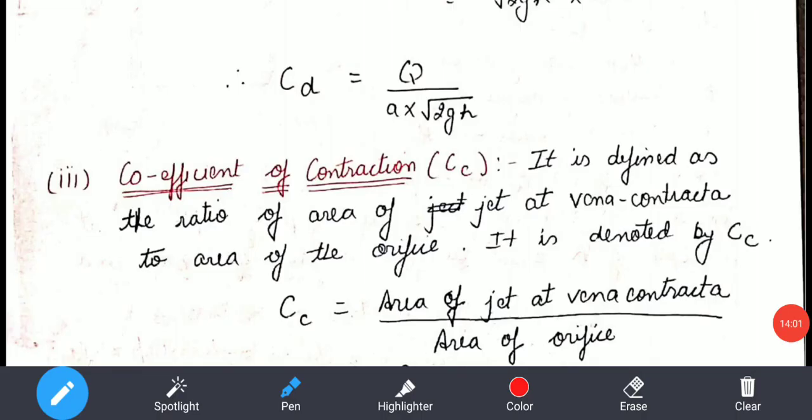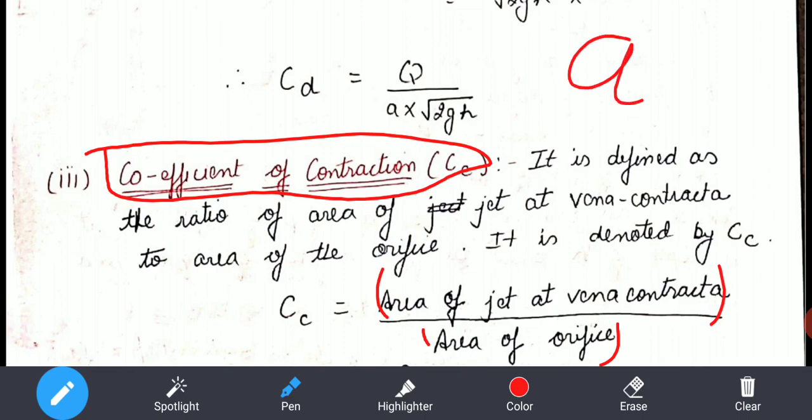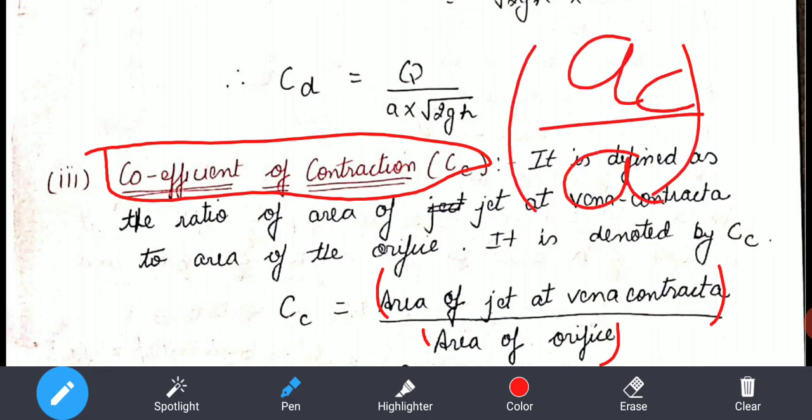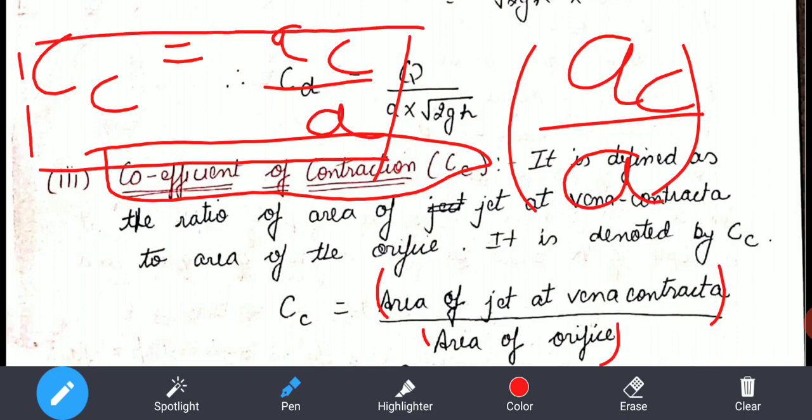Now the last hydraulic coefficient is the coefficient of contraction. What is the coefficient of contraction? It is the ratio of the area of the jet at the vena contracta to the area of the orifice. Let us suppose the area of the jet at the vena contracta is ac, small ac, and the area of the orifice is A. So in this case Cc becomes equal to ac upon A.